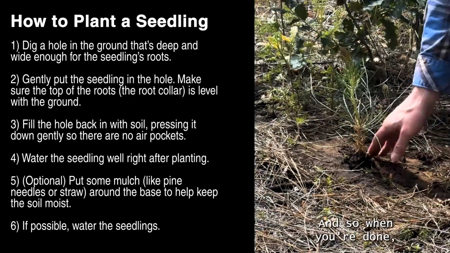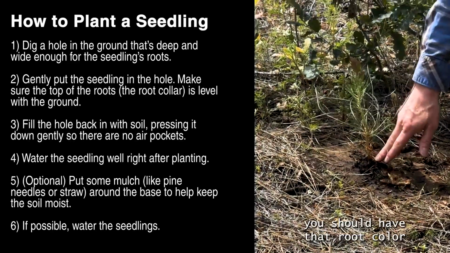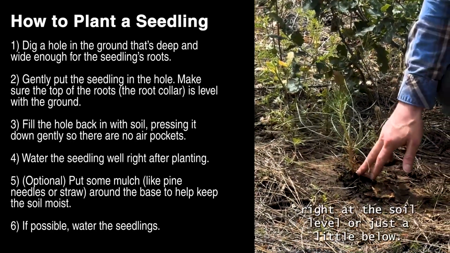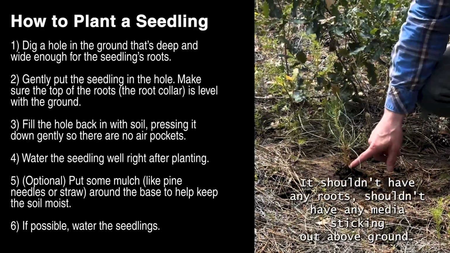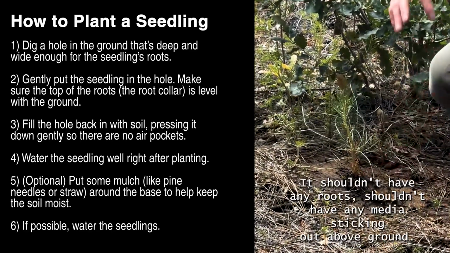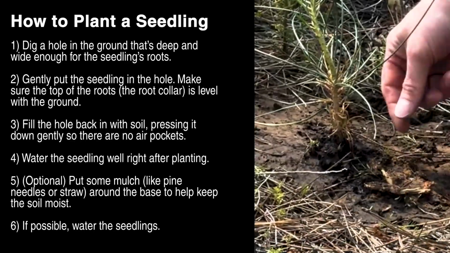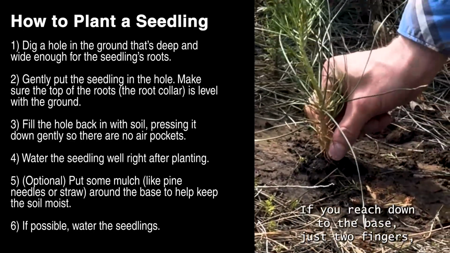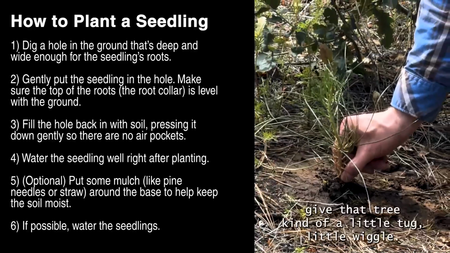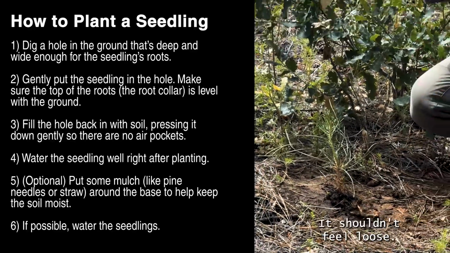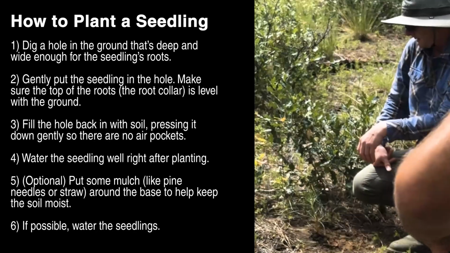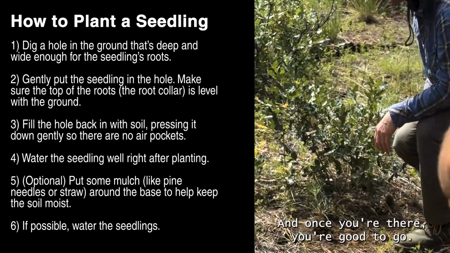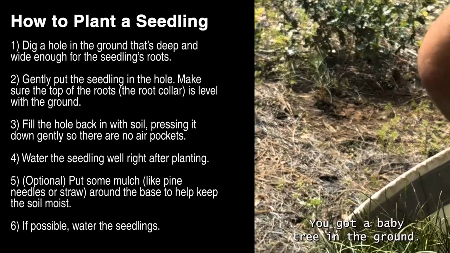And so when you're done, you should have that root collar right at the soil level or just a little below it. Shouldn't have any roots, shouldn't have any media sticking out above ground. If you reach down to the base, just 2 fingers, give that tree a little tug, little wiggle. It shouldn't feel loose, it should feel good and snug like it grew there. And once you're there, you're good to go. You got a baby tree in the ground.